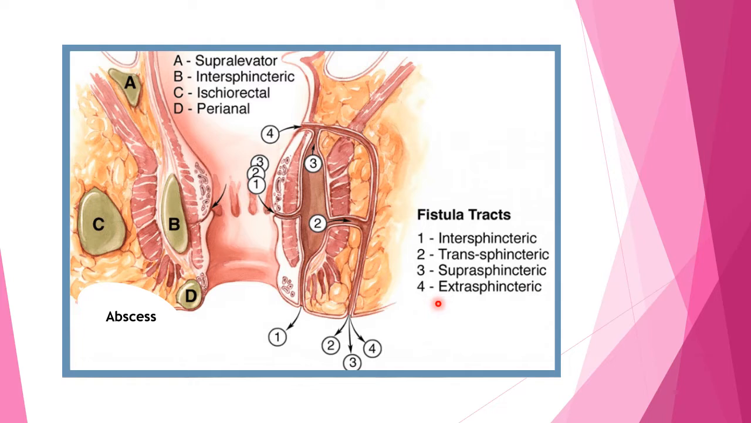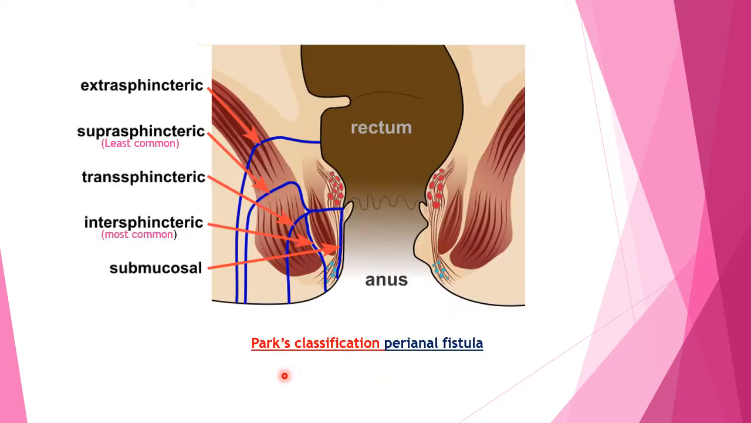And the last is the extrasphincteric. From the skin, the cutaneous location, it goes far above the levators, supralevator. This is the extrasphincteric fistula. This slide shows you the Parks classification of perianal fistula. It is the popular classification used by surgeons to describe the various types of fistulas that are seen in our patients.